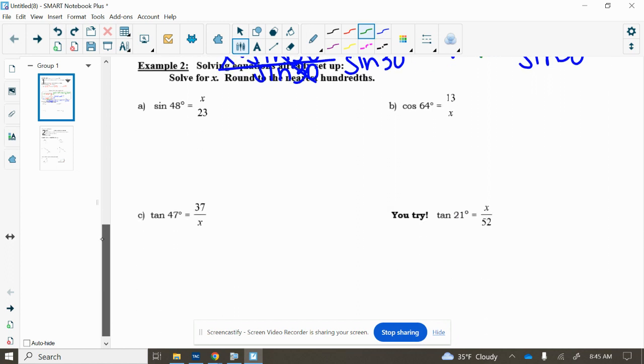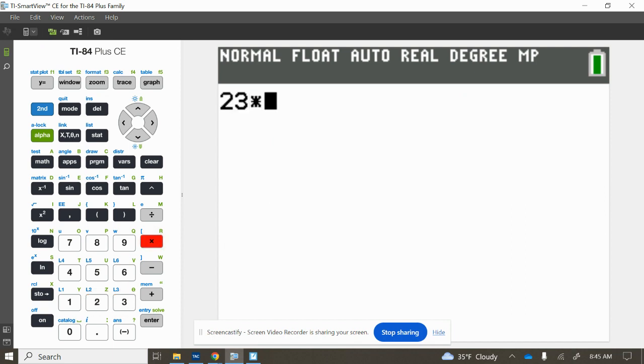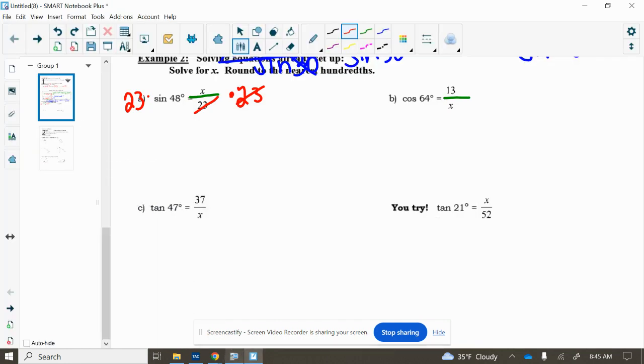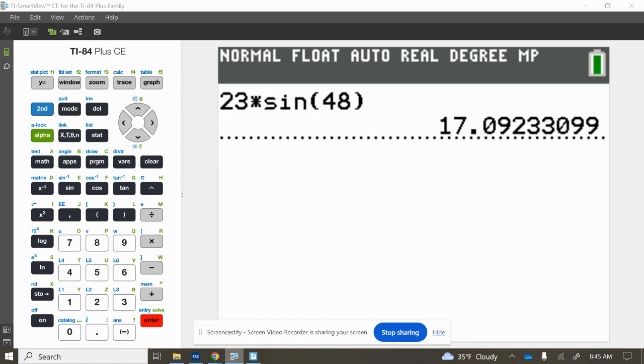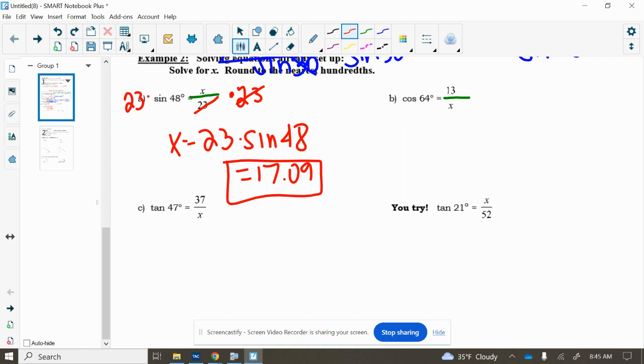Okay. Now, let's actually use that. On this first one, we notice that our x is in the numerator. So again, we want to multiply both sides by that 23, so that we would have 23 times the sine of 48 degrees. And that gives us about 17.09 if we're rounding to the nearest hundredths. So again, we just type this in to get that 17.09.